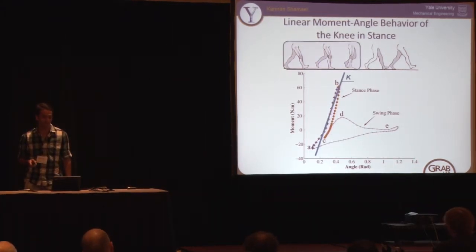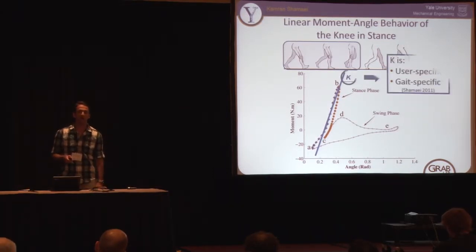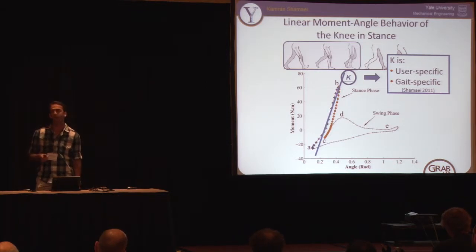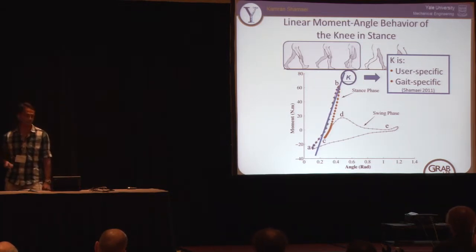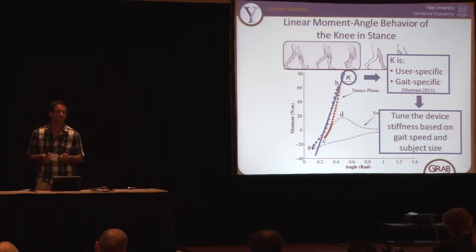of the gait. Our previous work shows that the quasi-stiffnesses of the knee are both user-specific and gait-specific. Especially if the gait speed, for instance, changes, the quasi-stiffnesses of the knee also change. Also, for different subjects with different weight and height, we have different quasi-stiffnesses. Therefore, ideally, an assistive device should tune its stiffness based on the gait conditions, gait speed, ground slope, or subject's weight and height to ideally mimic the gait of that subject.